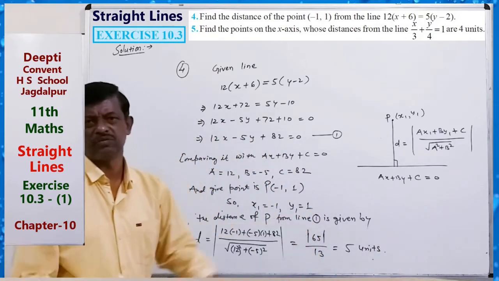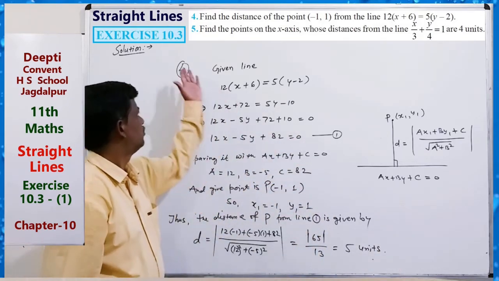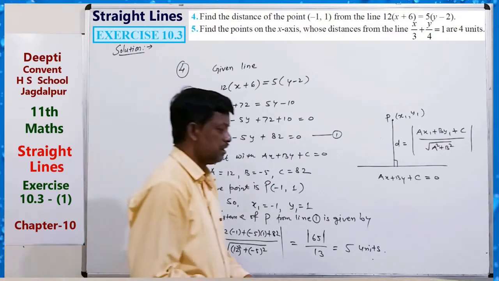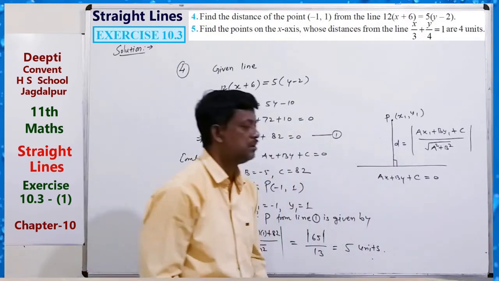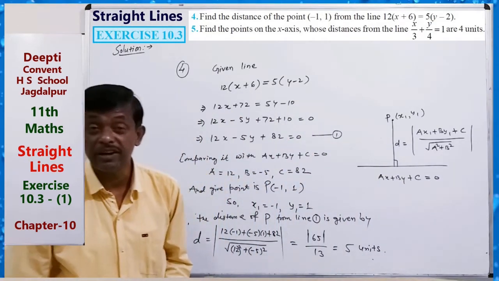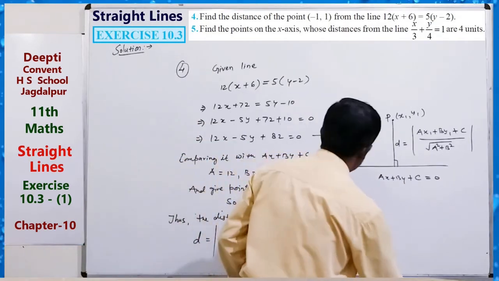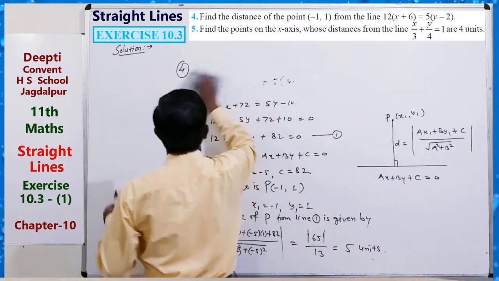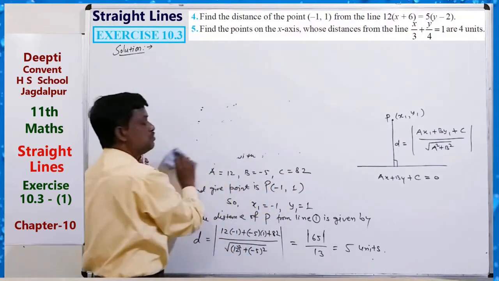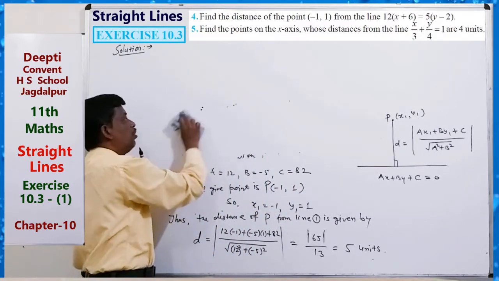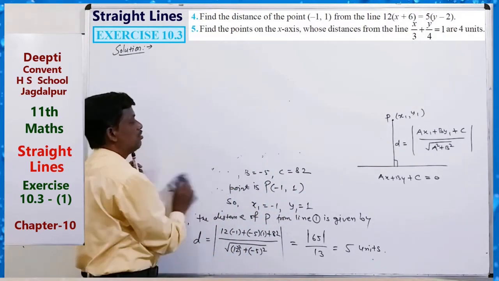Okay, so for finding distance, just use the distance formula. Clear? Question 5: Find the points on the x-axis whose distance from the line is 4 units. We have to find points on the x-axis. Points on the x-axis mean what? The points on the x-axis always have y coordinate 0.